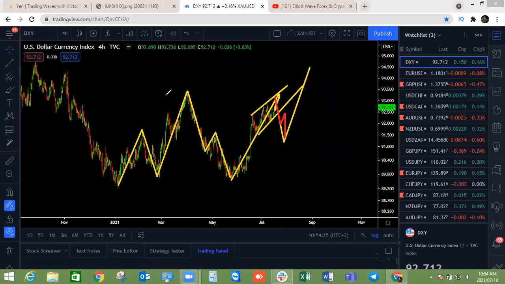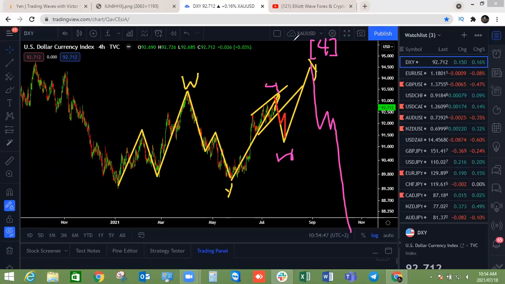So what will that mean? The structure will be a WXY corrective structure, and this WXY corrective structure is a wave 4 in the higher degree. Okay, it's a big wave 4, and we are looking for this to play out for the last wave 5 here. So that will mean that you'll have A, B, C to the upside, WXY here, and then A, B, C here, and then upside. Okay, so we're waiting for this pullback.